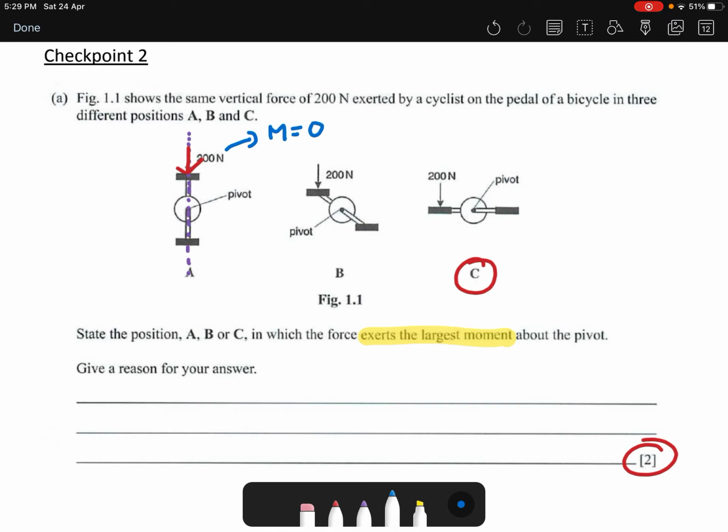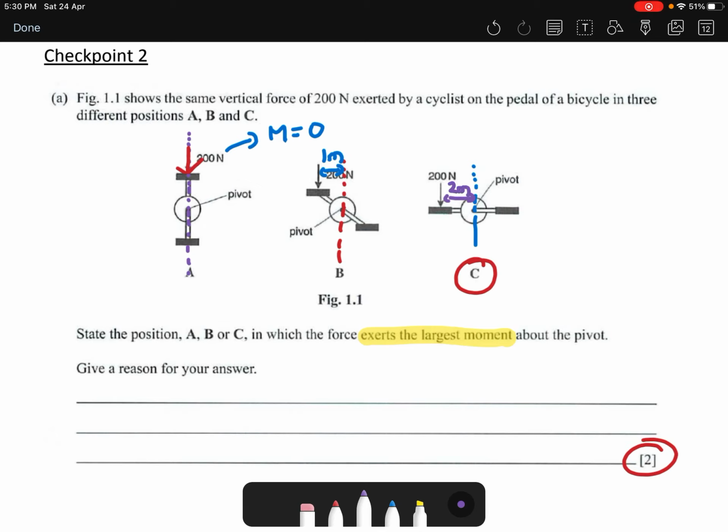For B, the pivot is right here. If you notice, from the force to your red dotted line, there's some perpendicular distance, just that it is not so big. Maybe you just put 1 meter here. Now take a look at case C. There's a pivot here, and there's a force. You notice that from the 200 Newton to the blue line, the distance is definitely bigger. It's about maybe 2 meter.